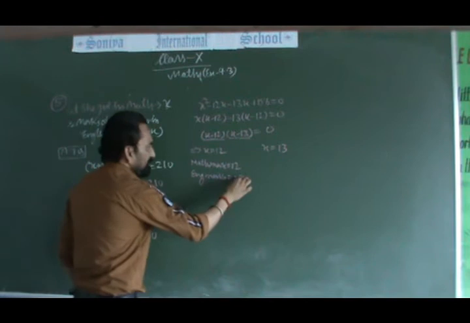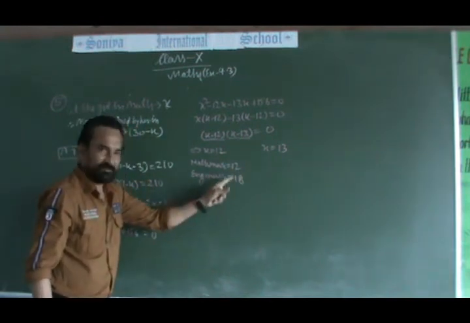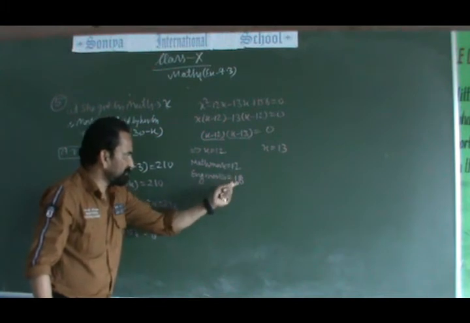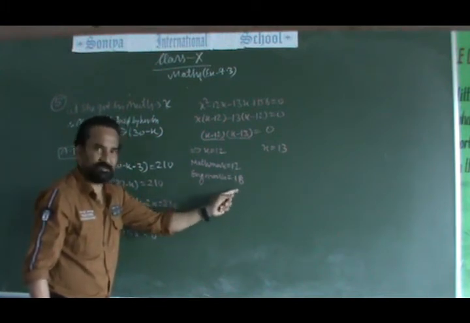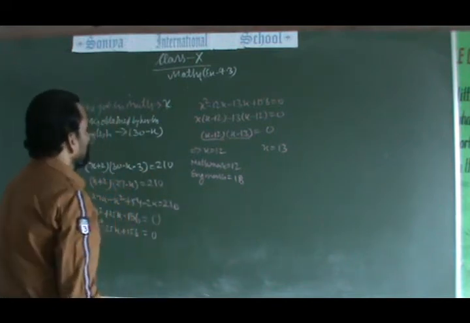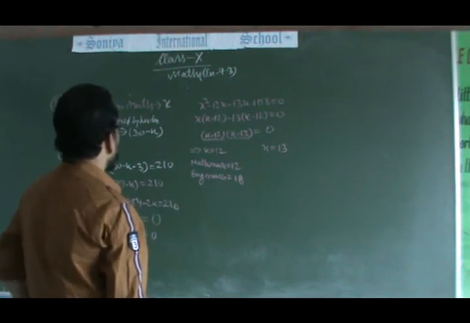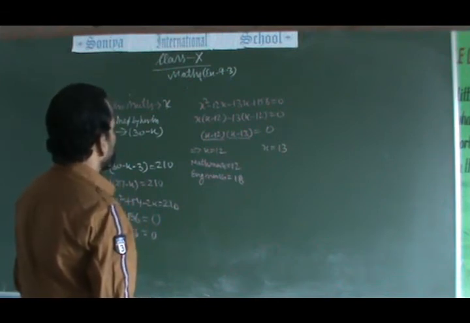Now you check. The sum of the marks of the 2 subjects of Falak is 30 and their product is 18 into 12. 18 times 10 is 180, plus 36, that is 216.